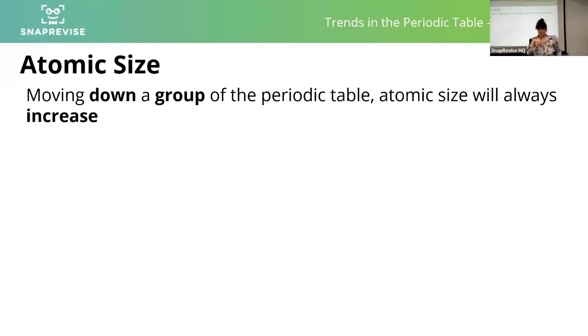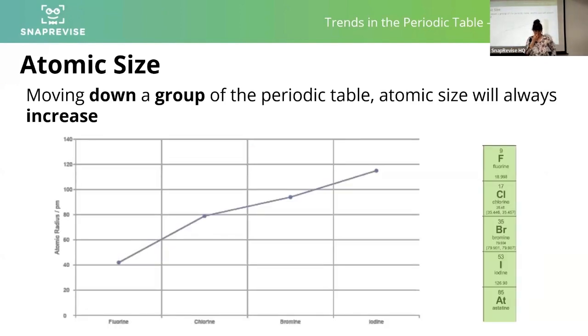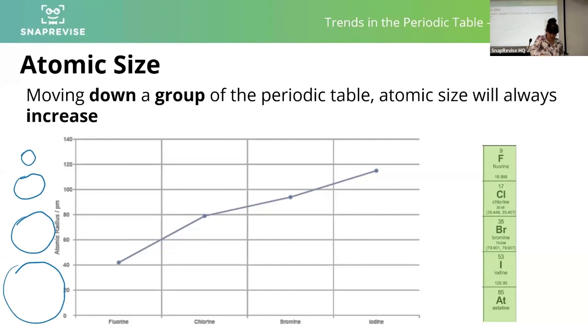As you go down group 1, group 2, we'll ignore the transition metals for now, group 3, group 4, group 5, group 6, group 7, group 8, the atomic size will always increase. If we plotted the halogens, the first 4 halogens on a graph against atomic radius, so that's radius from the center to the outside of an atom, then we can see that they get bigger. So we start off small, getting a bit bigger, getting a bit bigger, getting a bit bigger. So that's our atomic radius increasing.